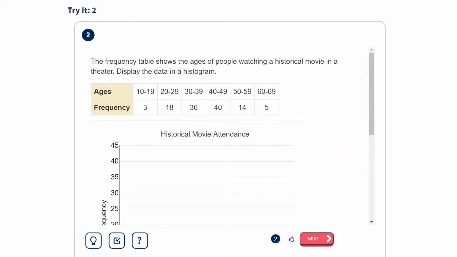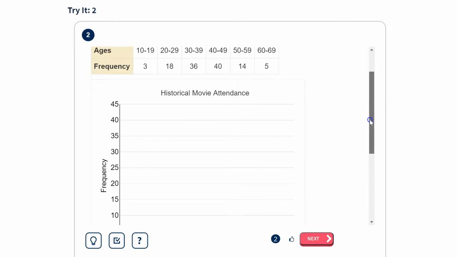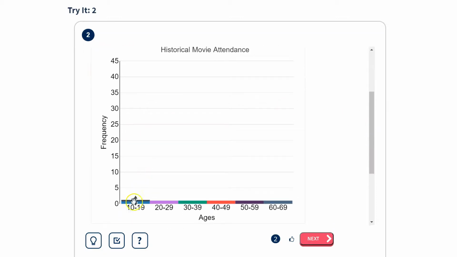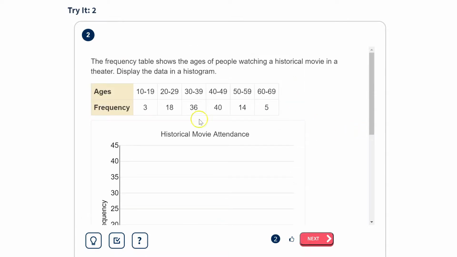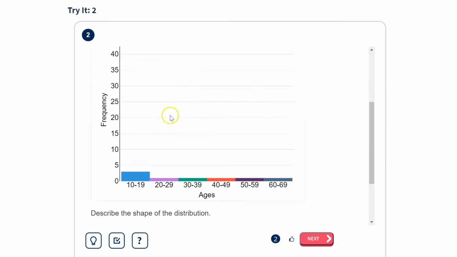All right, let's go ahead and create a histogram here. We've got a frequency table showing the ages of people watching a historical movie in a theater. You can see people aged 10 to 19, only 3 of them were watching this movie. So we want to put this at 3. That would be there. 18 people were aged 20 to 29. So we would want to drag this category up to 18.